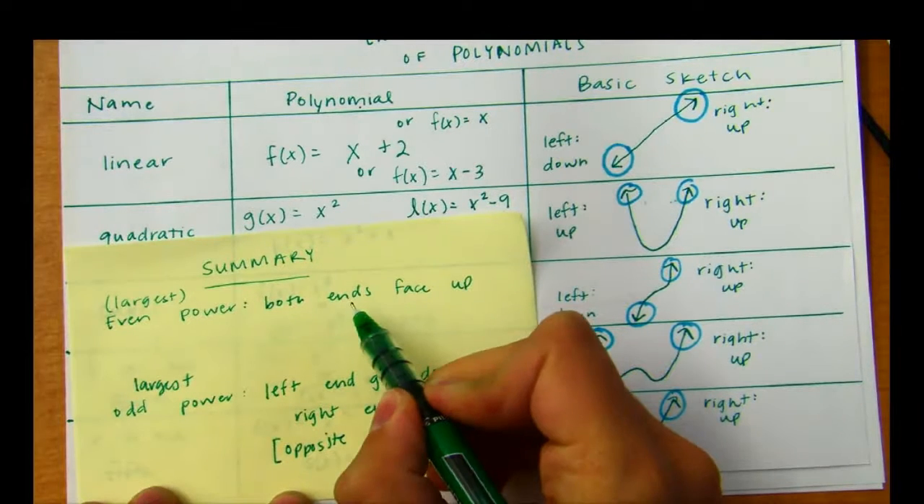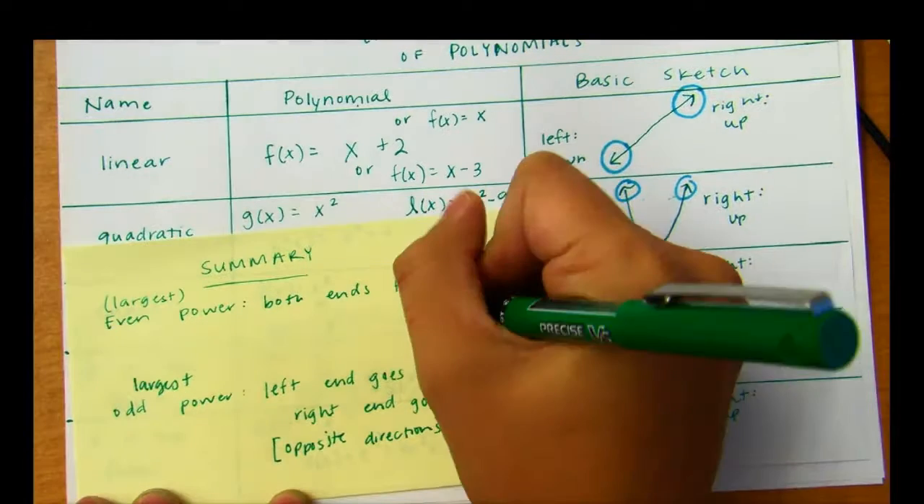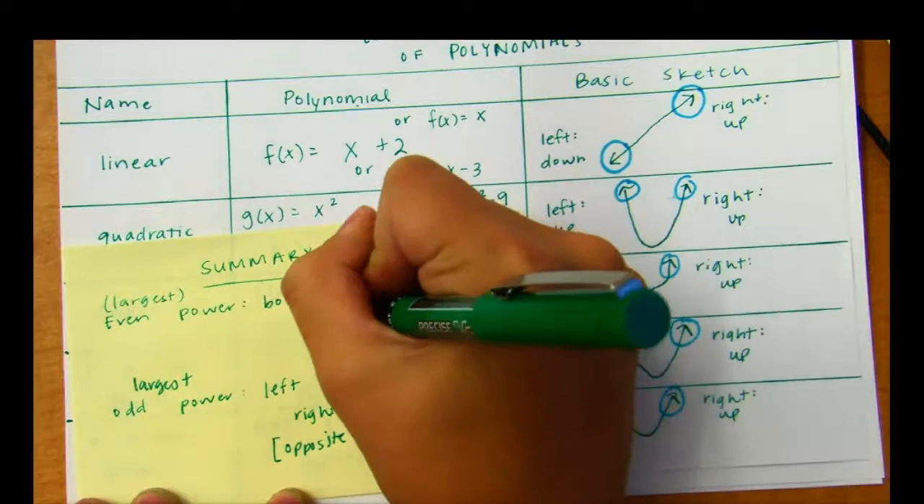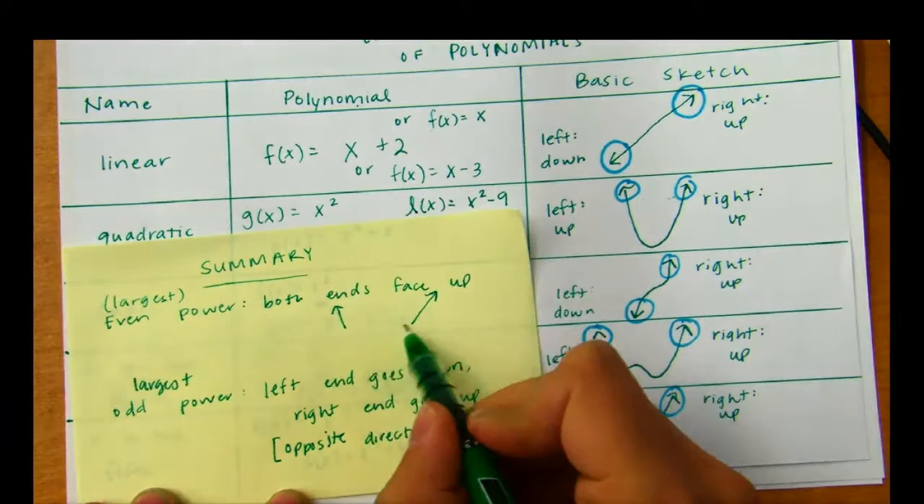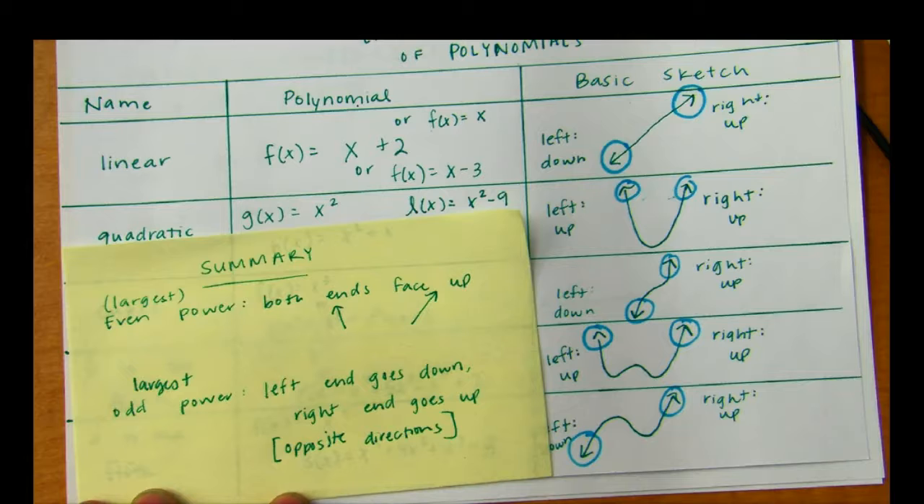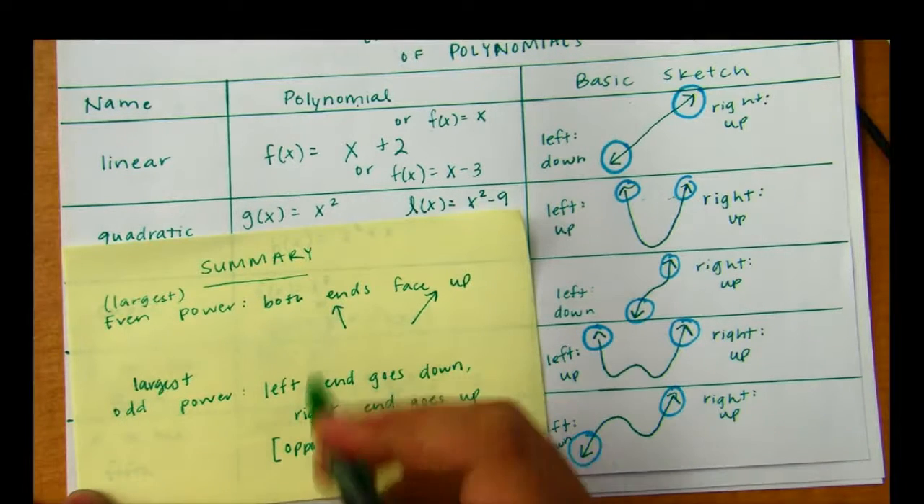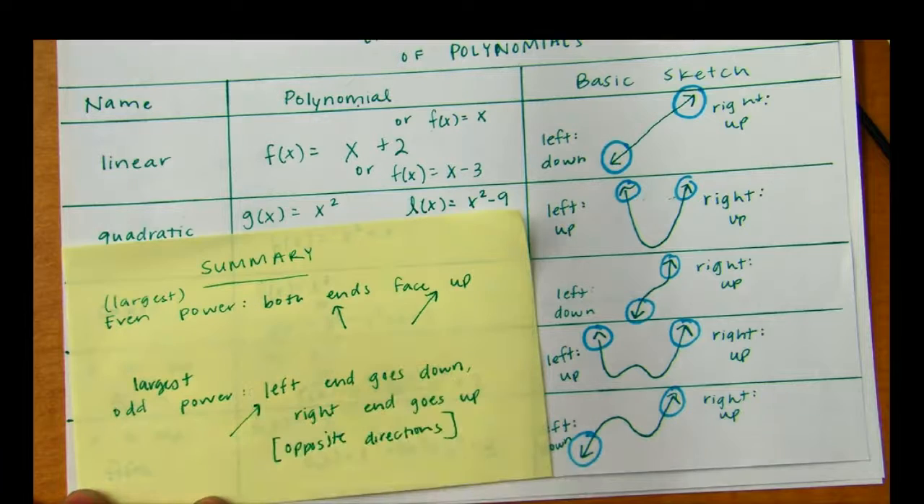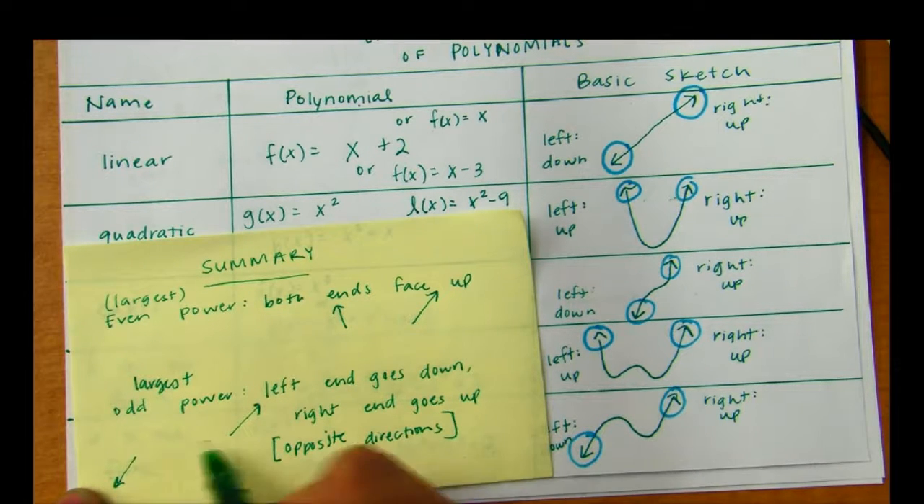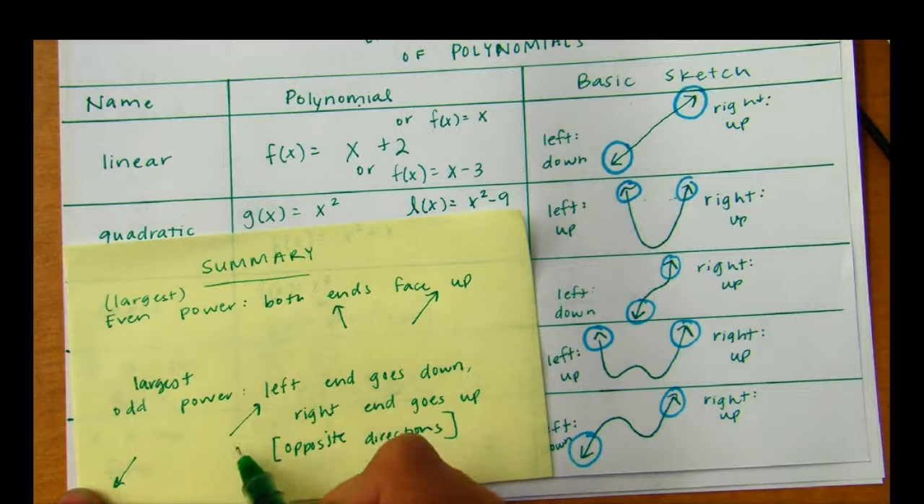So with this function, if your largest power is even, both of your ends are facing up. Maybe some weird stuff is happening in between those ends, but in the end you know that your ends both face up, versus with your odd power, right end faces up, left end faces down. And again, there might be some weird bumps or curves in between, but you know your general end behavior.